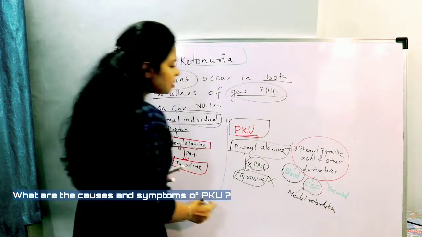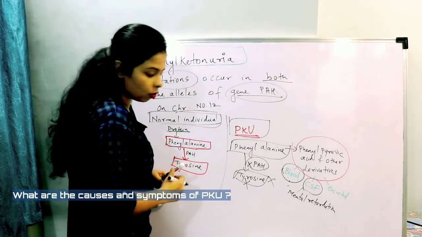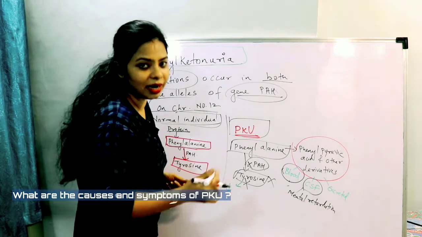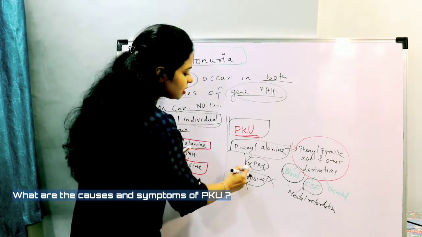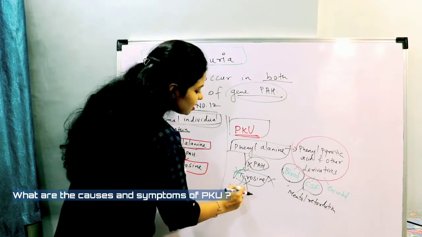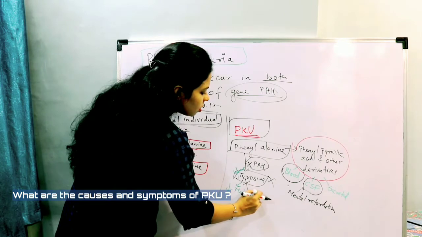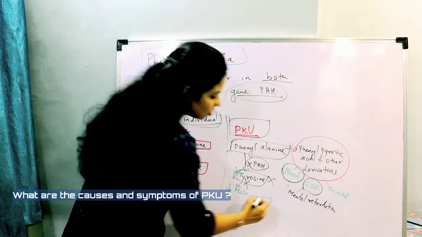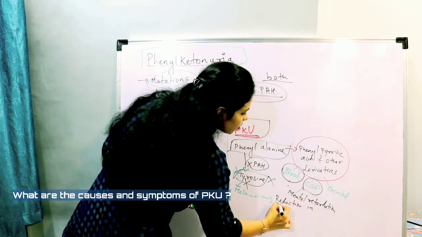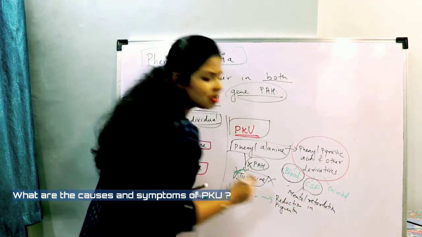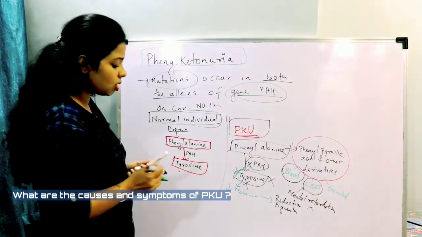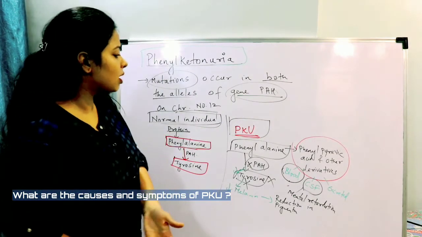Then since tyrosine is not formed, there is a reduction in the formation of melanin. Melanin is formed from tyrosine, but since tyrosine is absent, melanin will not be produced, and since there is less melanin, there is a reduction in pigmentation. Now pigmentation is seen where? In skin and in hair. So at both places there is a reduction in pigmentation. So I hope you guys have understood this.